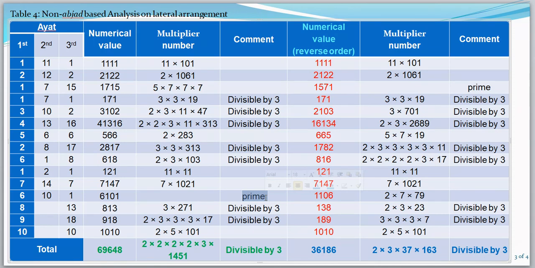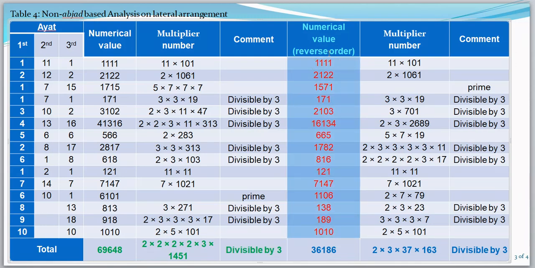The interesting thing is that the total summation is 69,648. This number is also divisible by 3. Let's move to the next column.